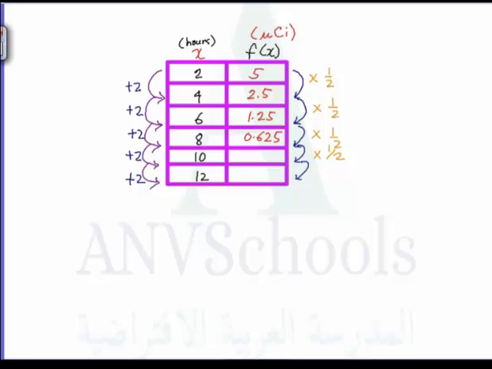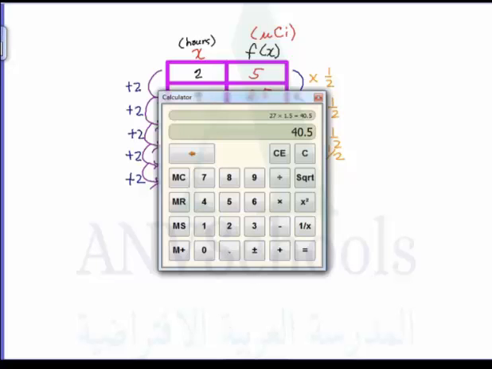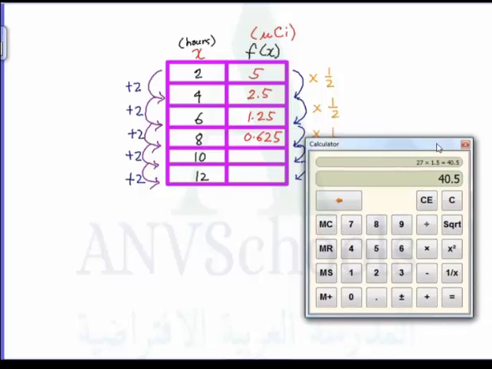exponential functions, right? So for our 0.625 for f of x, if we multiply this by 1/2, let's take our calculator with us. So 0.625 multiplied by 0.5 will give us 0.3125. In 10 hours, we will have 0.3125 microcuries. Okay, how about after another 2 hours? So this will be multiplied by 0.5 again. So this will be 0.15625.